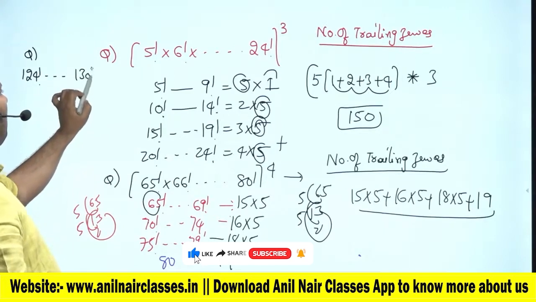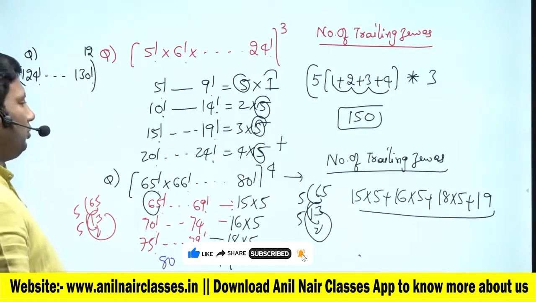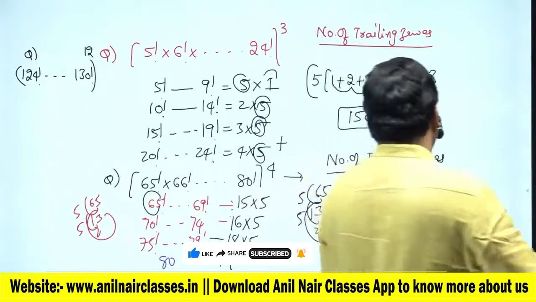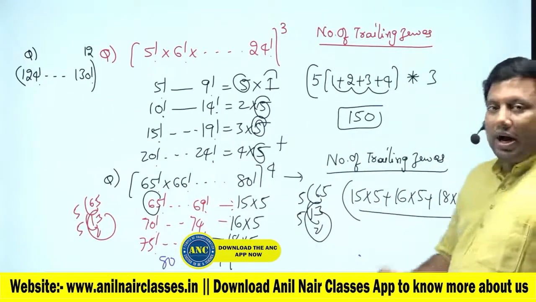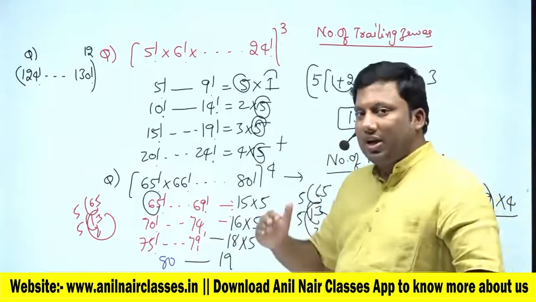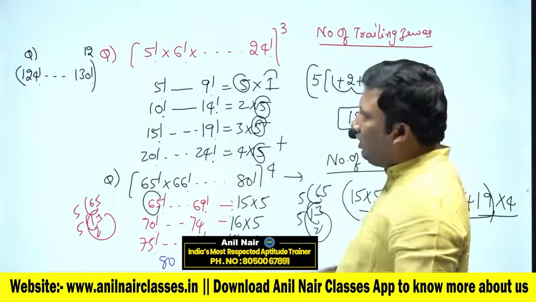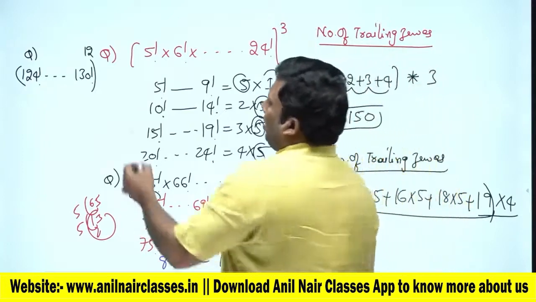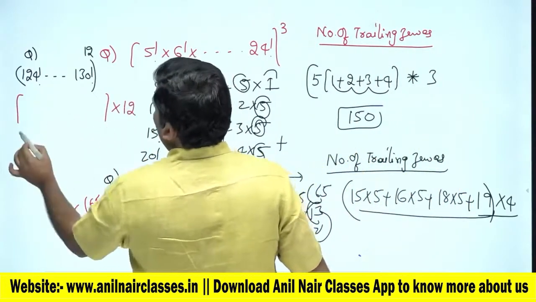Similarly, if the question is 124 factorial till 130 factorial, power 2, then it is this one, and it is power 4, so into 4. Into 4. I hope you are understanding the logic. The idea is to reduce the number of steps. So anyway, the answer will be into 12.